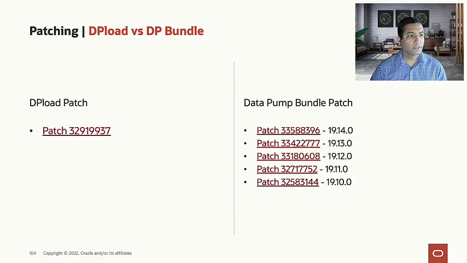This slide shows that the data pump patch as well as the data pump bundle patch can be installed independently. The data pump patch itself can be installed on its own without requiring downtime, and any subsequent data pump patch apply will make use of this new infrastructure to make patching faster and more performant. The data pump bundle patch is tested with every RU starting 19.10, and the patch numbers are listed here.